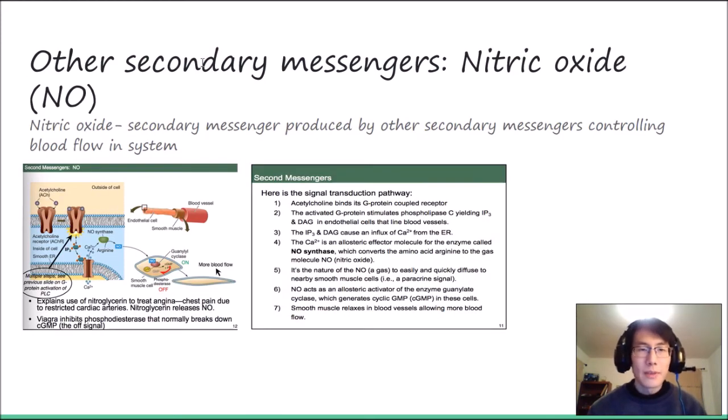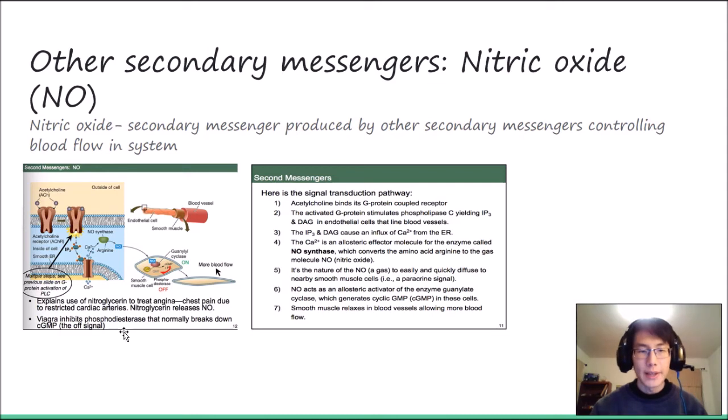Okay, and moving on, we have other types of secondary messengers such as nitric oxide. This is an interesting one because nitric oxide is a secondary messenger that's produced by other secondary messengers controlling blood flow in the system. And NO2 is something that can be used as a treatment for certain types of illnesses like angina as well as ischemia. So if you are an ischemic patient and you have decreased blood flow to certain parts of your body, like your chest, that can cause hypoxia as well as chest pain.